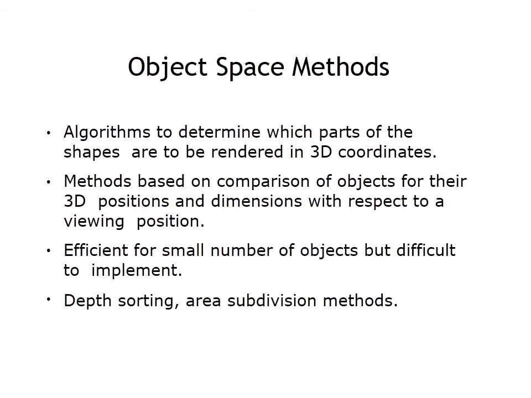Depth sorting asks what the depth of the image is, and what differentiates foreground from background. This is defined in the area subdivision method. So this is defined in various ways. The 3D coordinates also maintain the object.